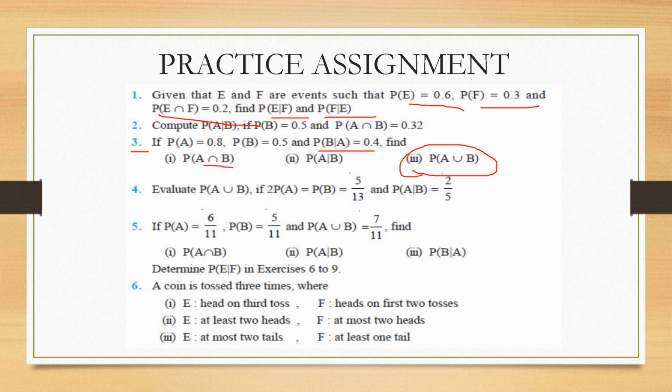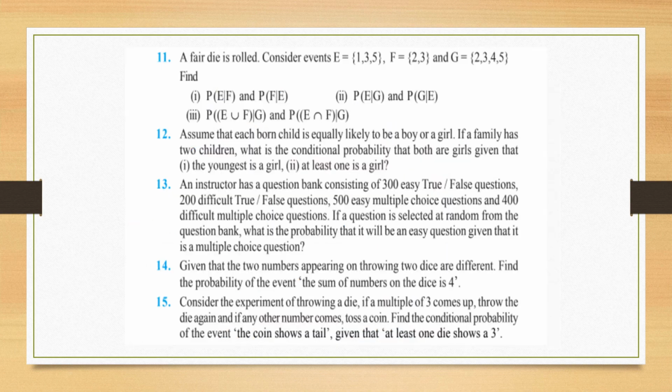So for all the questions from question number 6 onwards, the probabilities are not given, but the events are given, and you have to first calculate their respective probabilities. Then you have to understand which event is yet to happen and which event has already occurred, and in that way you can go, right? So for example, this question number 13 we have already discussed.